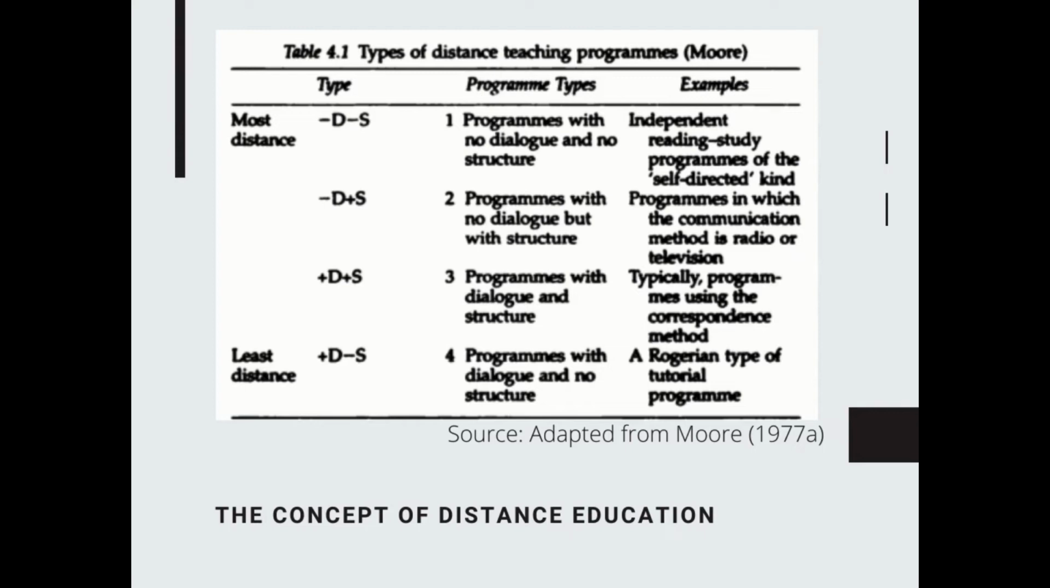educational telephone network is an example of high two-way communication, or dialogue, D positive, and an educational radio broadcast is an example of a distance teaching methodology in which two-way communication is not possible, D negative, and hence would not be counted as an example of distance education as defined.